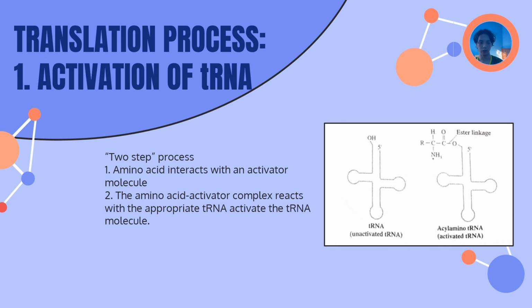Next is the translation process. First is the activation of tRNA. There are 2 steps involved in tRNA activation. First, an amino acid interacts with an activator molecule to form a highly energetic complex. This amino acid activator complex then reacts with the appropriate tRNA molecule via an ester bond at its 3' end to produce an activated tRNA molecule.